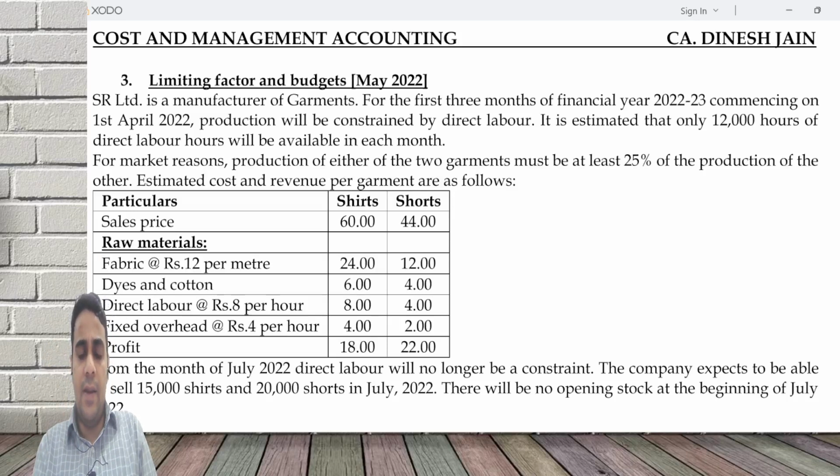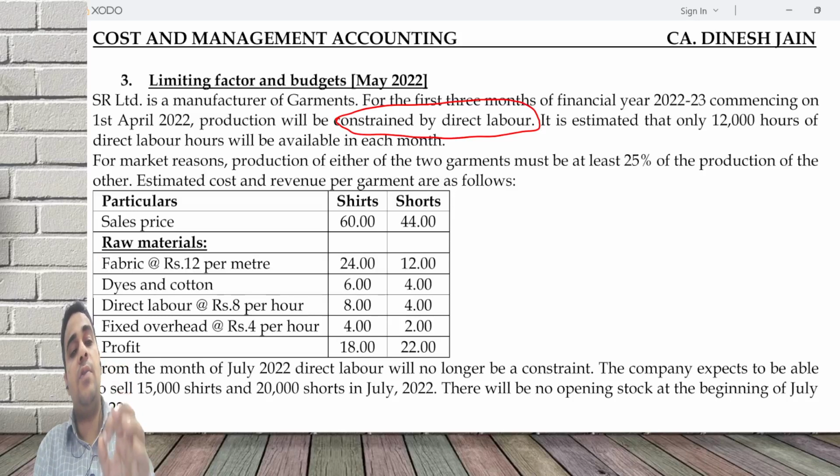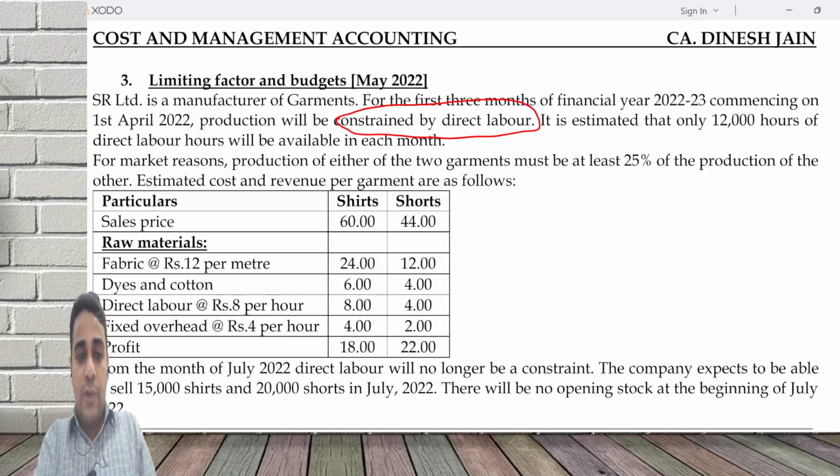SR Limited is a manufacturer of garments. For the first 3 months of next year, production will be constrained by direct labor. Constrained means limiting factor. You don't have adequate direct labor. Only 12,000 hours will be available every month. For market reasons, production of either of the two garments must be at least 25% of the production of the other. There are two types of garments, shirts and shorts.